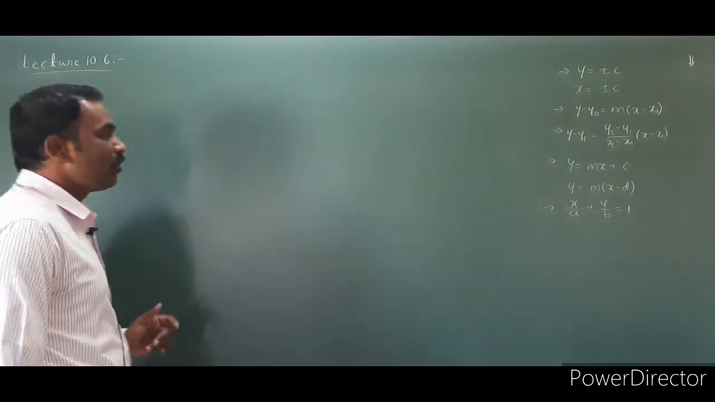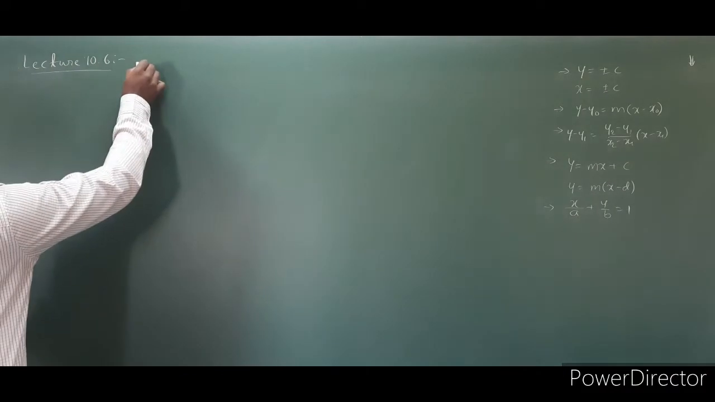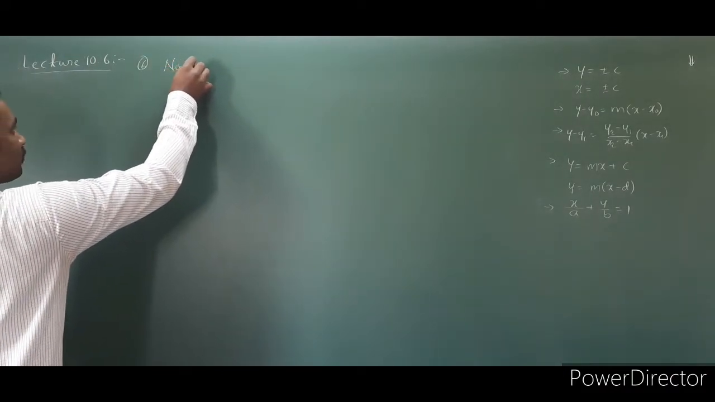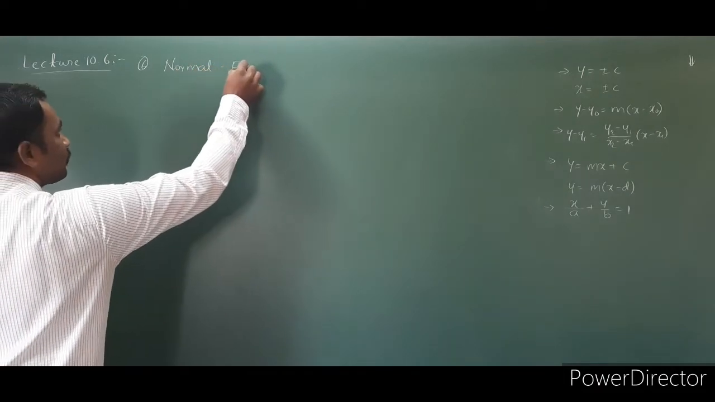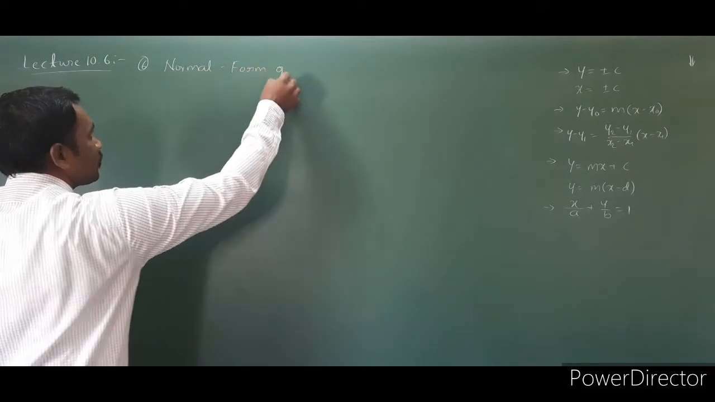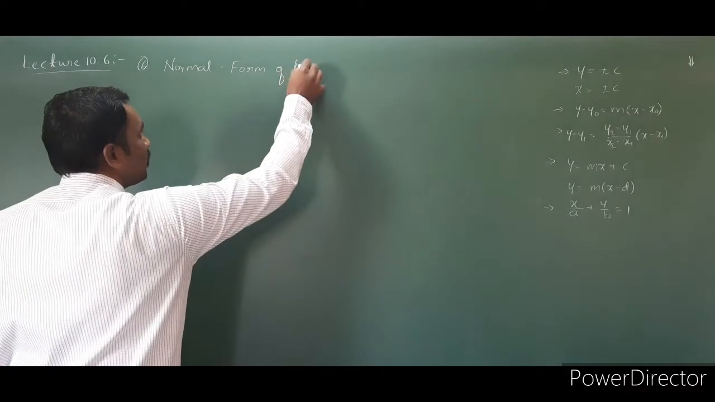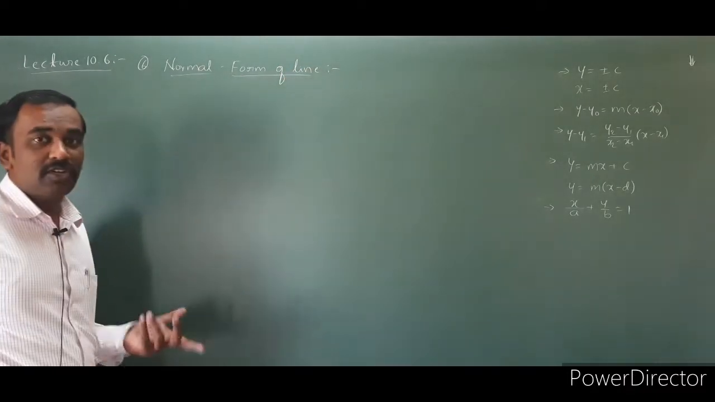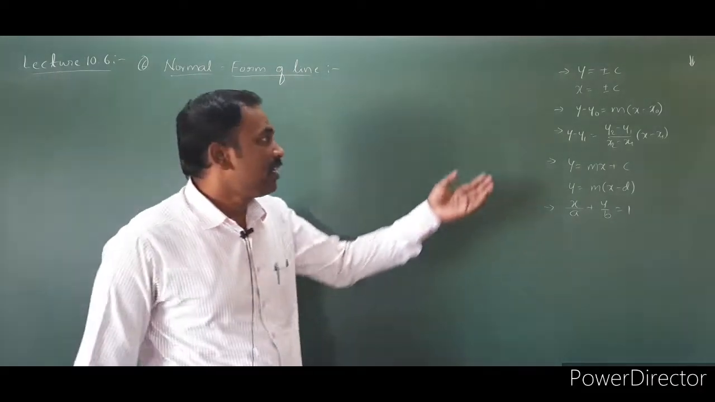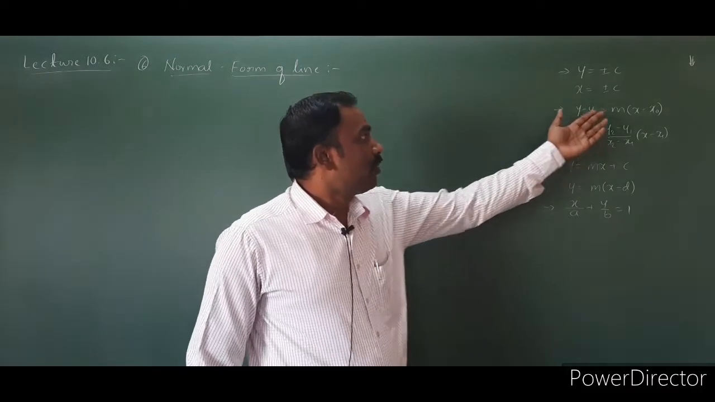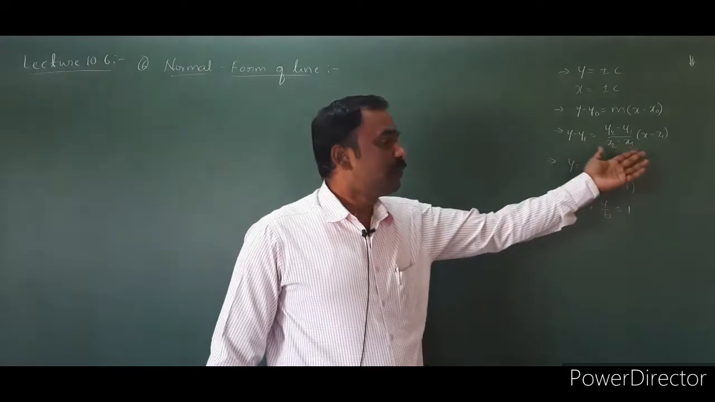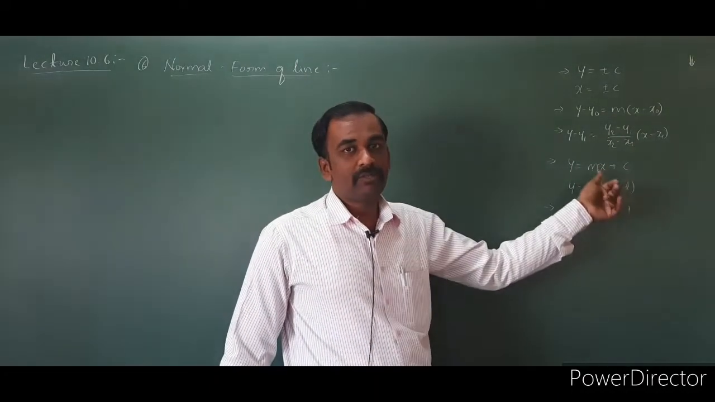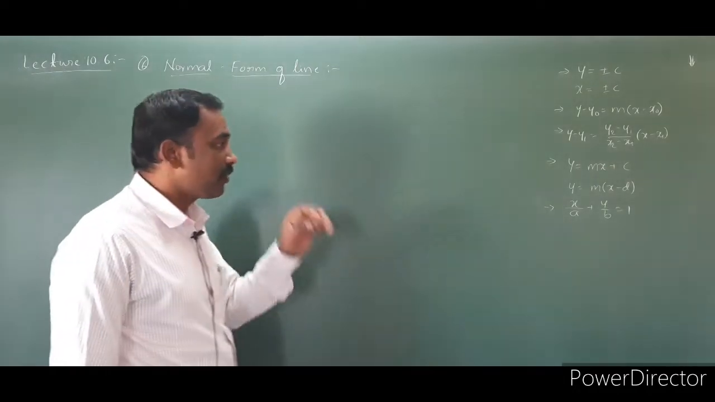Now the next form, the sixth form, is the normal form of the line. First of all, we need to know what the normal form of the line is. Here, slope point form: slope and one point. Two point form: two points on the line. Slope intercept form: slope and one of the intercepts are given.